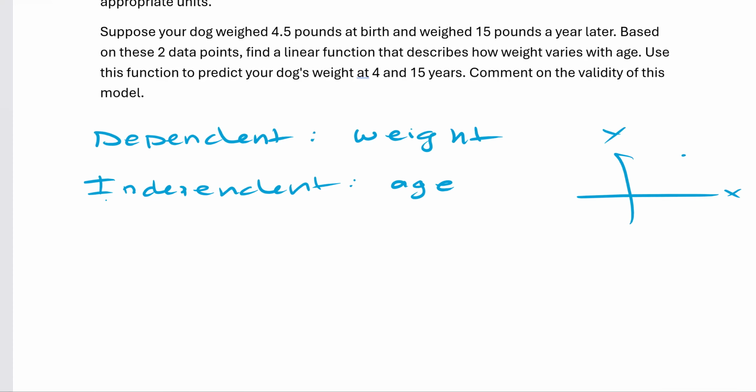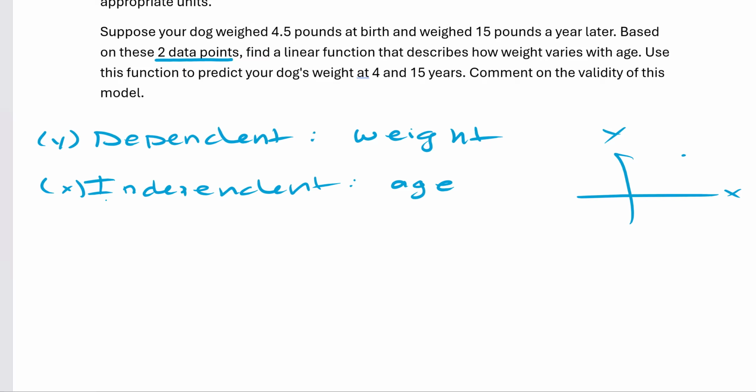Sorry. The dependent is right here. That's my independent right there. Okay. And I do have, it says we have 2 data points. We have 2 data points. So we have 2 values for the weight, and we must have 2 values for the age.